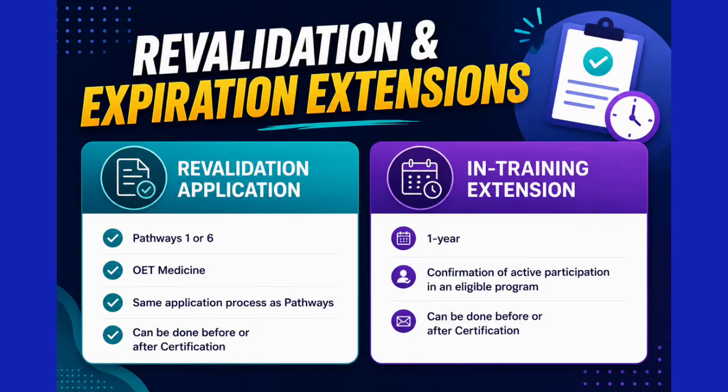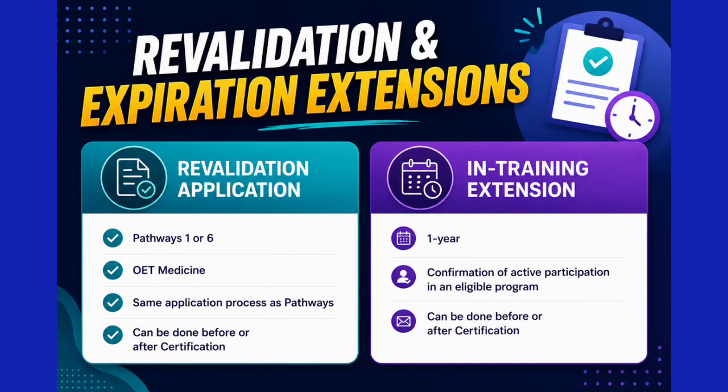Also, we have another action, training extension. If you have done 1 year of training in the United States, you can request an extension. It has to be 1 year at least. So with confirmation of an active participation in an eligible program, you can qualify. So we talked about revalidation and extension.